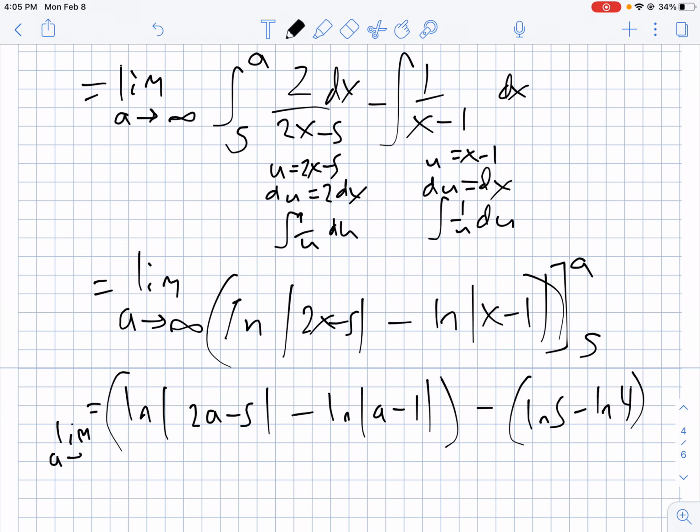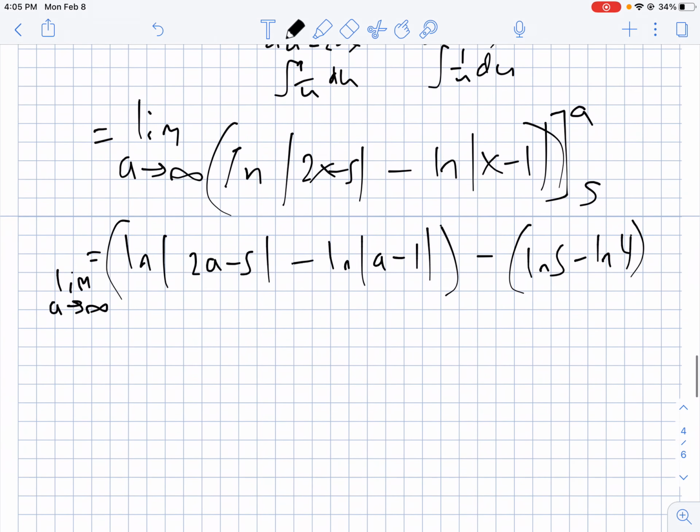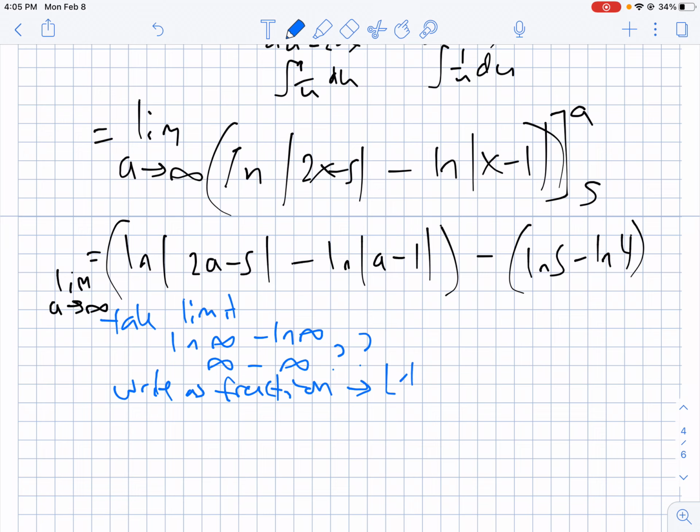And now what happens as I take the limit? And this is where you're really going to love what we did last semester. Because if you take this limit on this part with the a in it, what you're going to get is ln of infinity minus ln of infinity. Infinity minus infinity. And what I want to remind you about that, infinity minus infinity is undefined. It's not a clear answer. What you need to do is write it as a fraction so that you can use our old buddy L'Hopital. Ooh, look at this review.